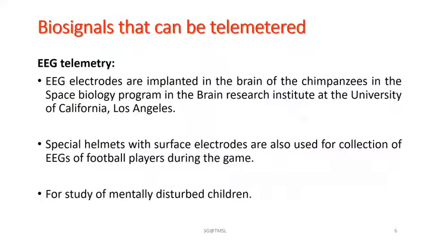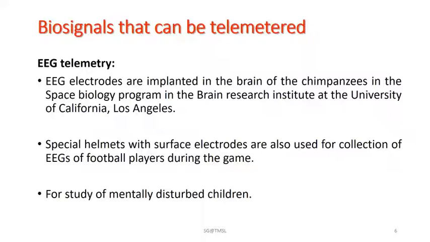Next, for the EEG telemetry. Here the EEG electrodes are implanted in the brain of the chimpanzees in the space biology program in one laboratory which is situated at Los Angeles. Now, a small transmitter installed on the animal's head transmits the EEG, and sometimes instead of this, special helmets with surface electrodes are used.